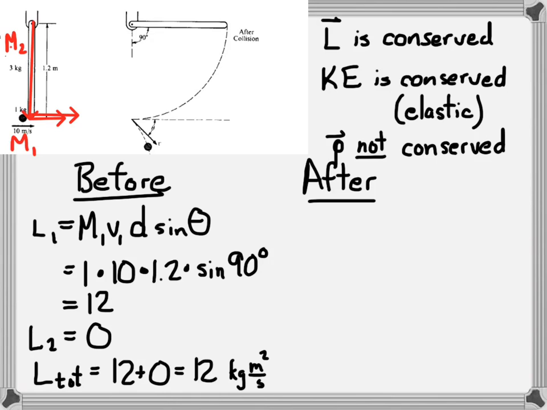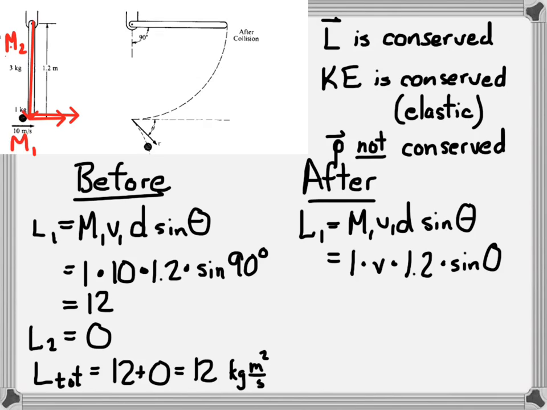Okay, now let's turn our attention to what happened after the collision. So now let's calculate the angular momentum of the ball immediately after the collision happened. We're going to have the same formula, m1 v1 d sine theta. But now theta is no longer 90 degrees, so we can't plug anything in for that. All I can plug in for is mass and its distance from the pivot. So I'm going to get an expression for L1, the angular momentum of the ball.